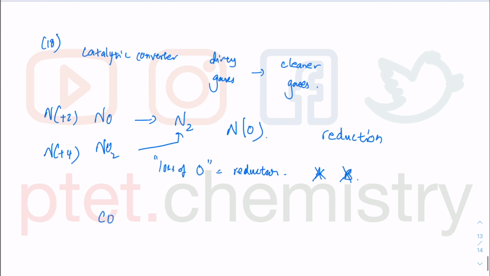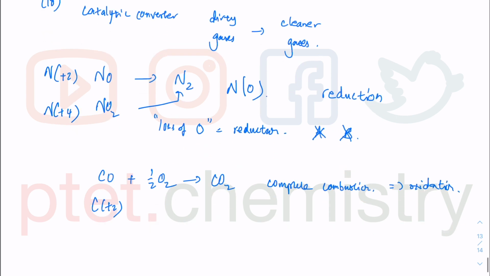What happened to CO? CO plus half O2 will give you CO2. This is just to complete the combustion, to completely oxidize the CO to CO2. So this is oxidation. In terms of oxidation number, there's carbon plus 2, because you only have one oxygen with oxygen minus 2. And this will be carbon plus 4, where the oxygen is still minus 2. But you've got 2 of the oxygen, so 2 times minus 2 is going to give you minus 4.